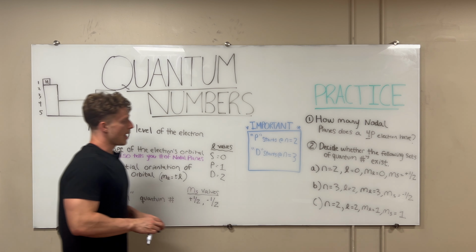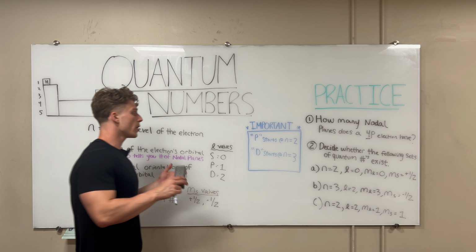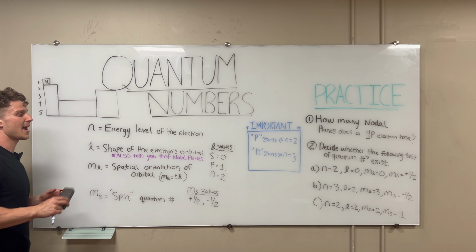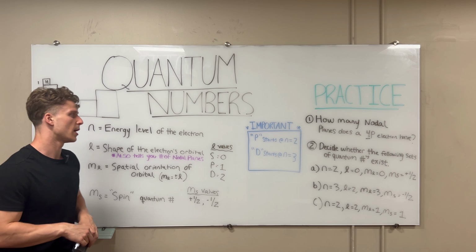Okay, now for question 2, it says, decide whether the following sets of quantum numbers exist. So we want to go through A, B, and C and decide, do these 4 quantum numbers make sense? Do they describe a real electron?